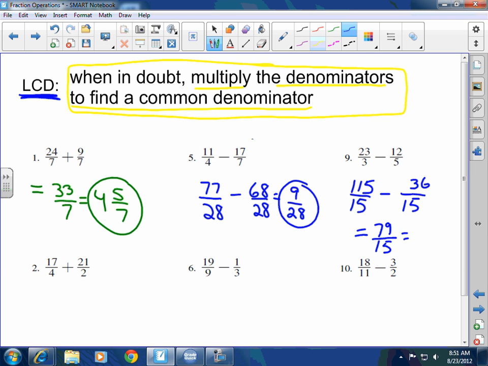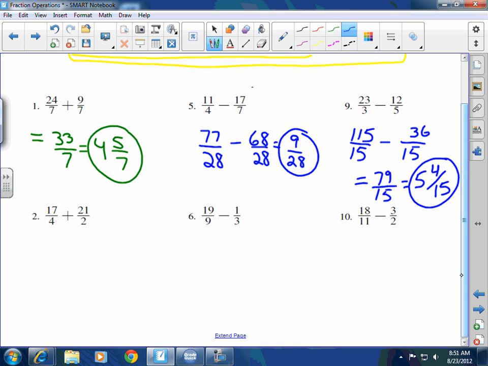And then what's that going to turn into as a mixed number? How many times is 15 going into 79? Goes in 5 times. Very good. 5 times 15 is 75. What's my remainder? Excellent. Does that make sense, y'all? Yeah? All right, awesome.